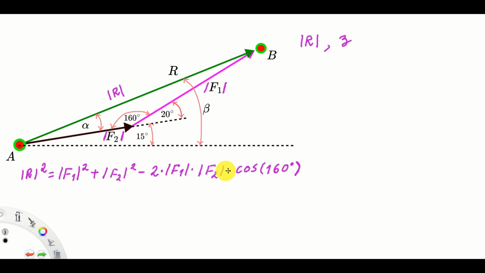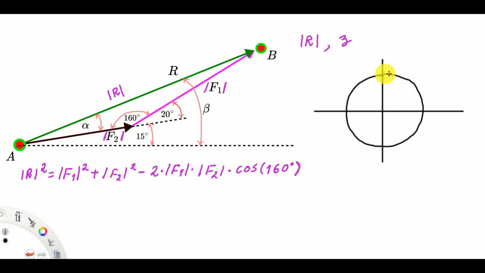Next, let's simplify this equation. For that purpose, let's first construct a unit circle. The radius of this circle is equal to 1. The angle of 160 degrees can be graphically represented like this. It is the angle from here to here. This is 160 degrees, and this angle over here is actually 20 degrees.